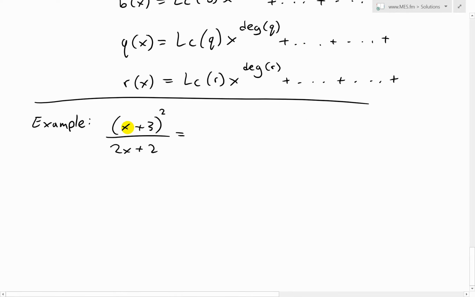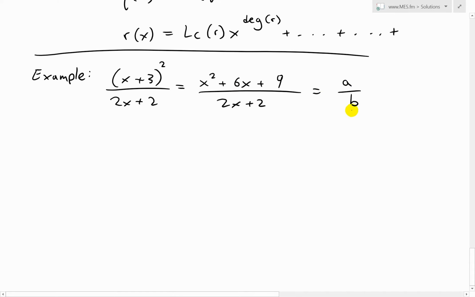To multiply this out, x times x is x squared, plus x times 3 is 3x, and then plus 3 times x, that's 3x again, so we can add them up to 6x, and then 3 times 3 is 9, just using the FOIL method. So we have this, divided by 2x plus 2. In other words, this is our a, the dividend, divided by b, the divisor polynomial.